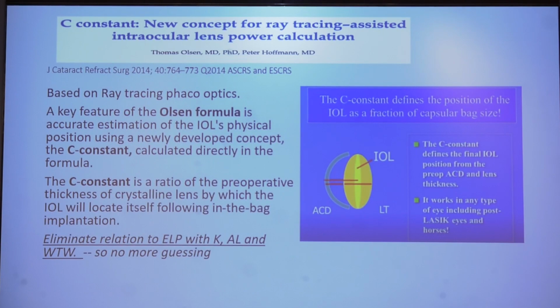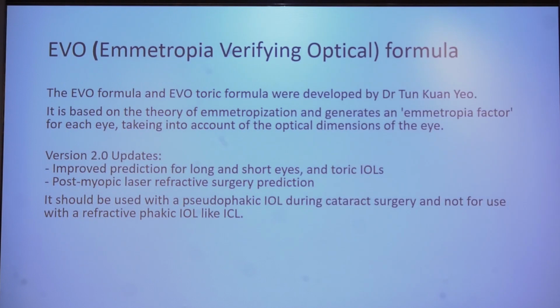Next is the Olsen formula. This is a new concept of ray tracing assisted intraocular lens power calculation. The key feature of the Olsen formula is the accurate estimation of IOL physical position using the newly developed concept of the C constant, calculated directly in the formula. The C constant is the ratio of the preoperative thickness of the crystalline lens by which the IOL will locate itself following the in-the-bag implant. It also eliminates the ELP, so it is better than other regression formulas, and uses only K, axial length, and white-to-white. So there is no more guess like expected lens position, so it is better than others.